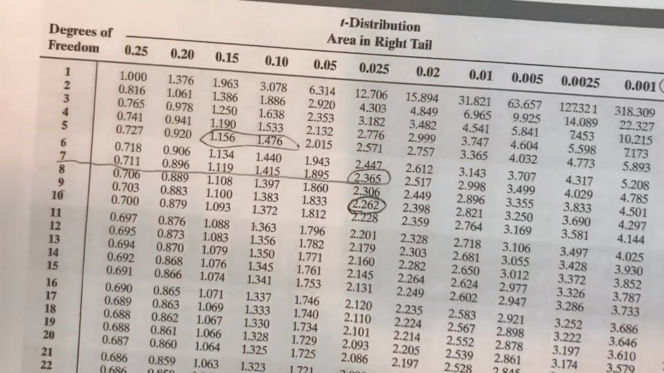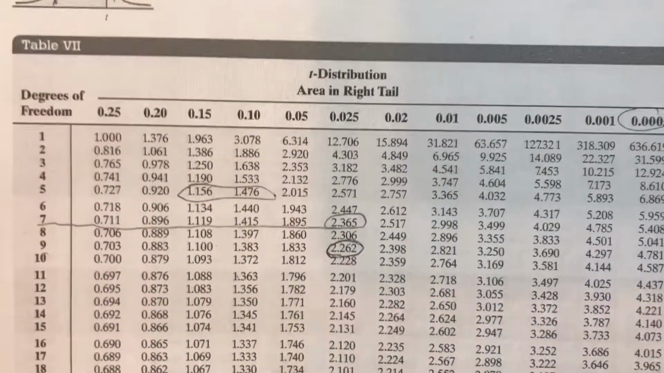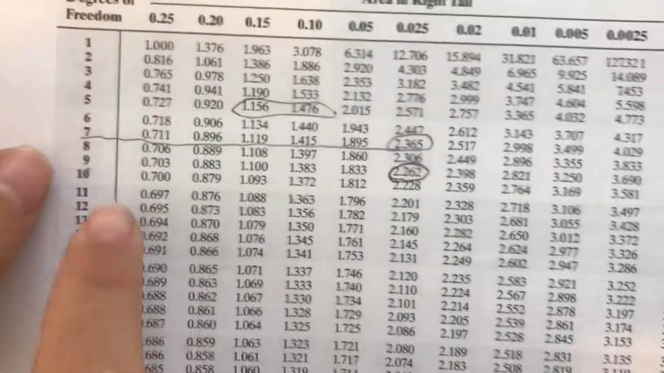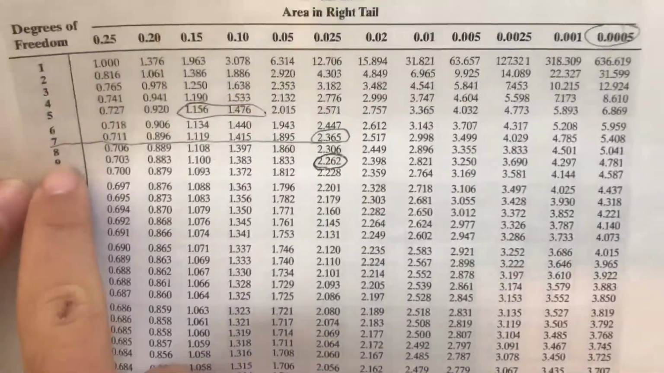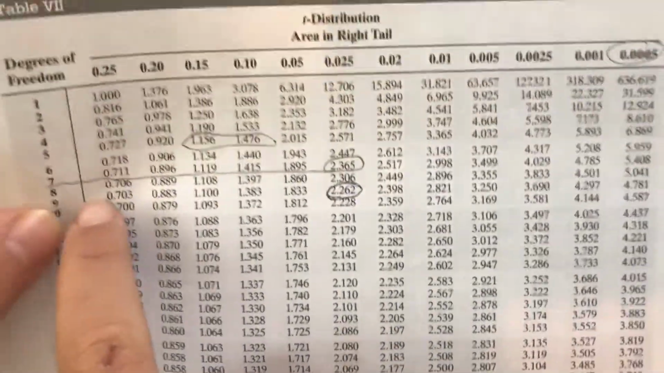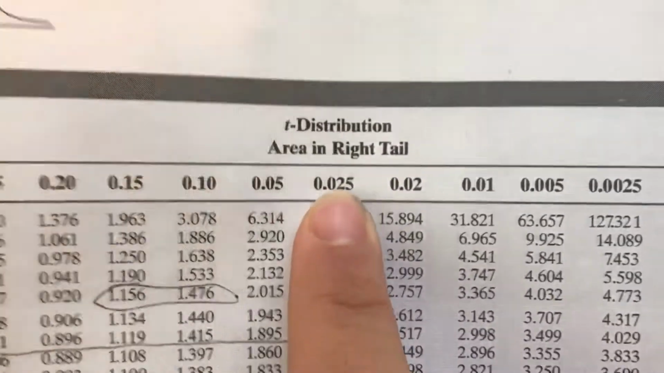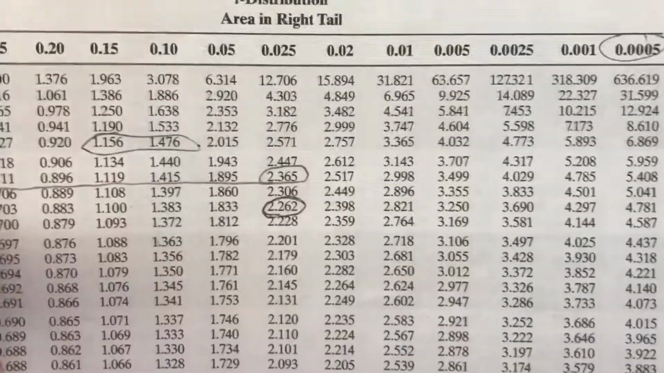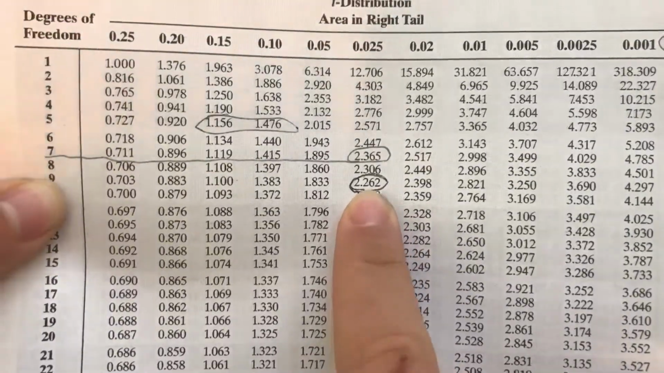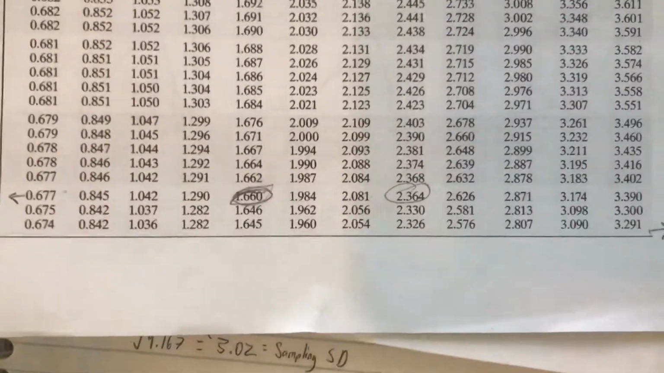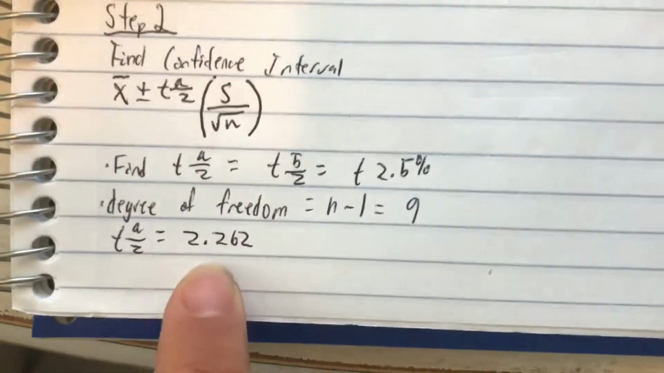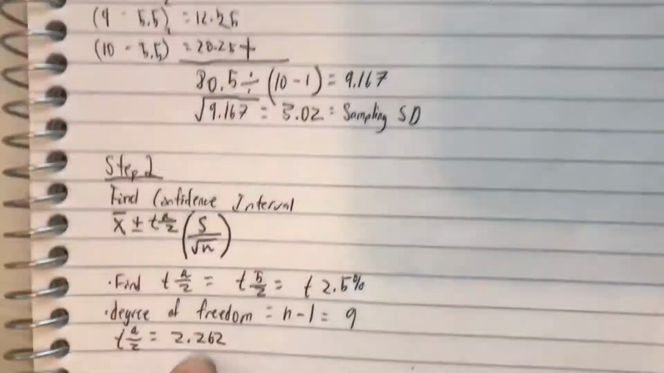So then we have to find this on the t table, and we know the degrees of freedom is 9, so we look right here at 9, and then we know that we have that 2.5% that we got right here. So then we match those two, and that gives us right here 2.262. So then we go back and we know that t alpha over 2 equals 2.262.